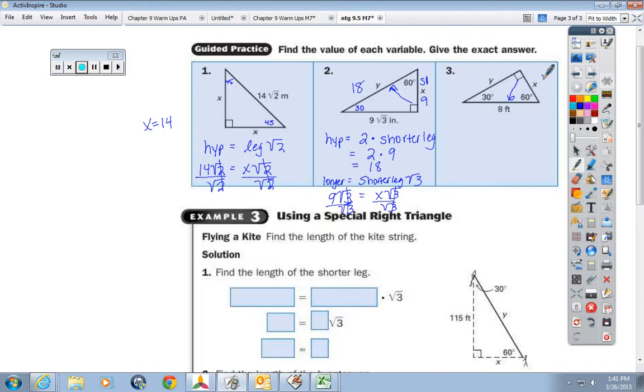Okay? So, I'm going to use this information. I know that the hypotenuse equals 2 times the shorter leg. Do I know the length of the hypotenuse? Yes. What is it? 8 feet. So 8 equals 2 times what? x. Right. So what's being done to x? It's being multiplied. What's the opposite of multiplying by 2? What's 8 divided by 2? 4. So the shorter leg equals 4.